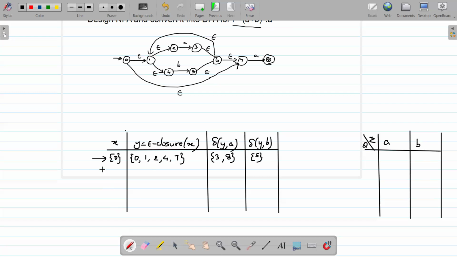Now what we have to do, we start with 0. Now the new states that we get, 3 comma 8 and 5. So we have to write them down. 3 comma 8 and 5.